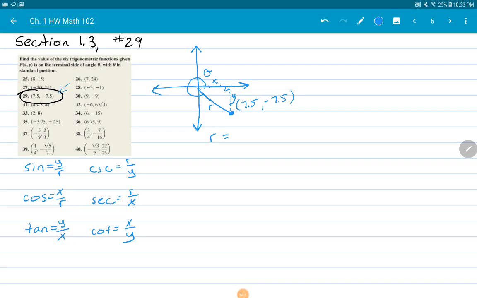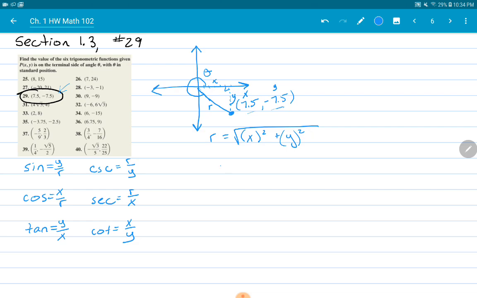Okay, so remembering those functions reminds me why I need to find this r. So I have y as that negative 7.5, and I have x as 7.5, but I still need r. So I can remember that r is the square root of x squared plus y squared. And if I forget that, I can always look at the Pythagorean theorem and make that right triangle that I can see up there in that picture.